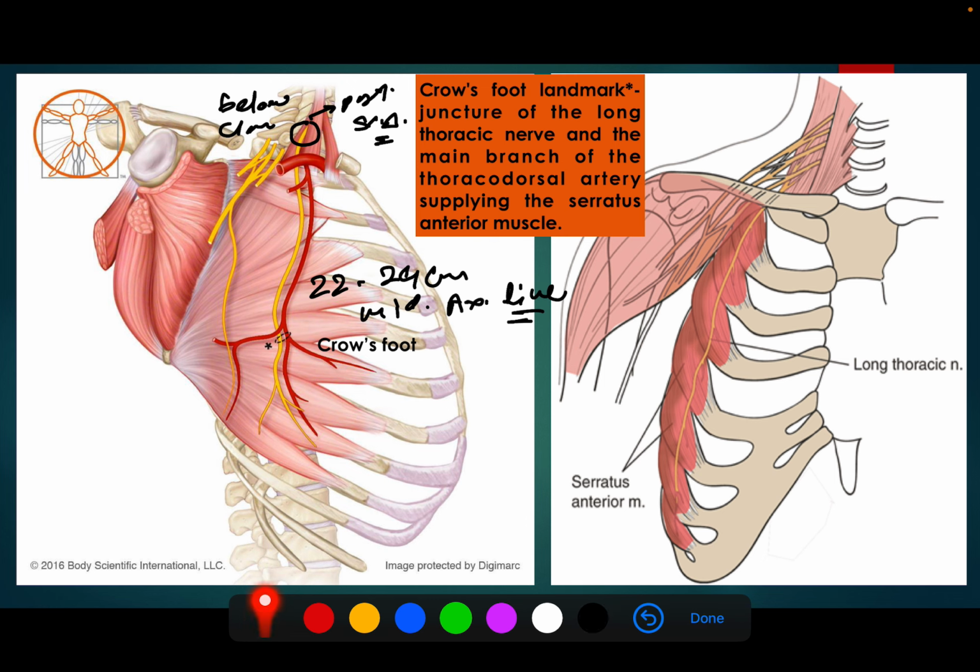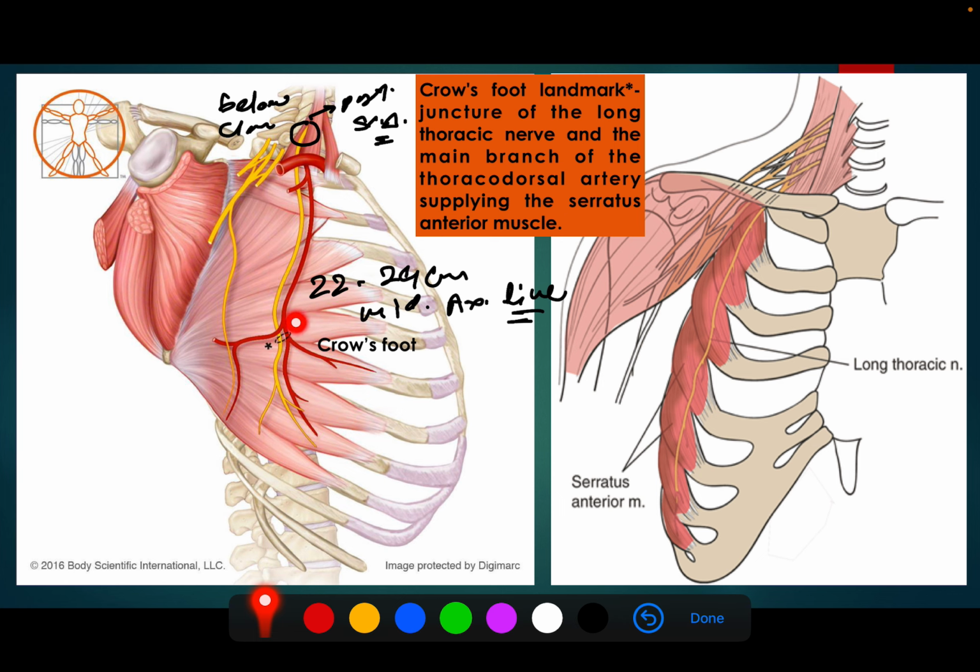Posterior scalene triangle is between the scalene medial and scalene posterior. This is my scalene anterior muscle. Is that okay? So this is the course of my long thoracic nerve. And what is the innervation? Innervation is this muscle. This muscle is my serratus anterior muscle. This serratus anterior muscle is originating from my medial border of the scapula posteriorly. So it is supplying this muscle.